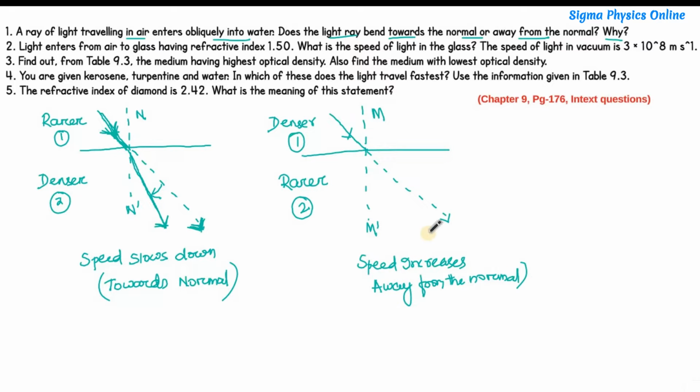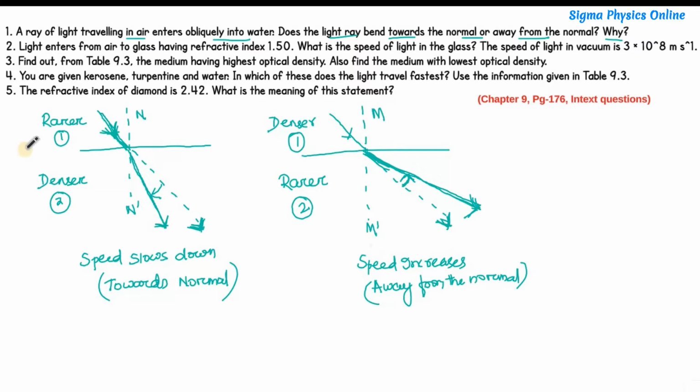So now this light ray which was initially going in this way, will increase its speed in the rarer medium and it will go away from the normal. So this is the normal. This was the initial direction in which light was supposed to go. Now it will go further away from the normal and it will travel in this way. Alright, so the light ray will go away from the normal.